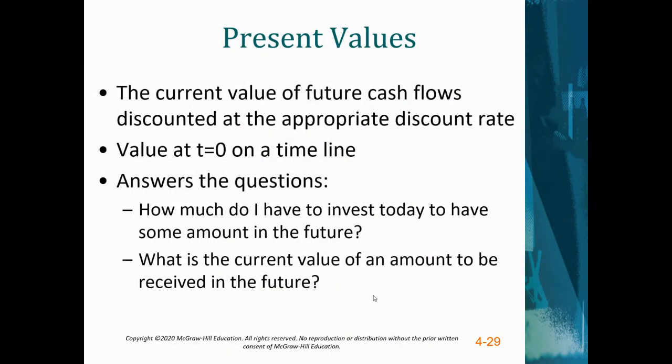Next, we're going to do present value. Present value is simply the current value of future cash flows discounted at an appropriate discount rate, and in general, that's going to be our interest rate. Basically, it's value at t equals 0 on our timeline. So it answers the questions: how much do I have to invest today to have some amount in the future? What is the current value of some amount received in the future?